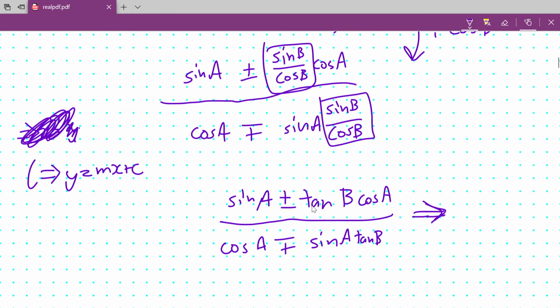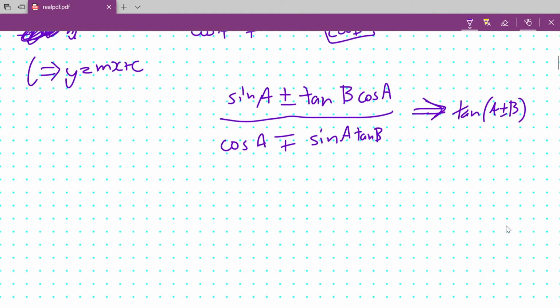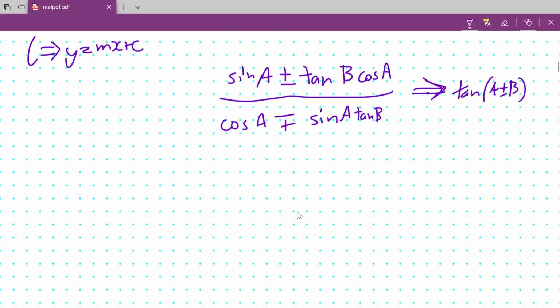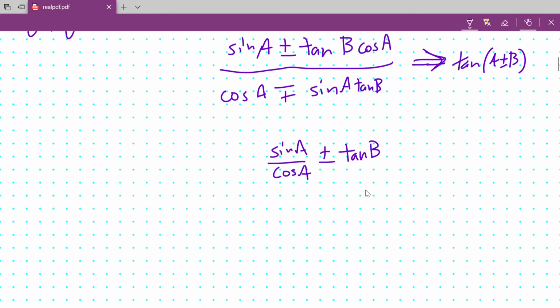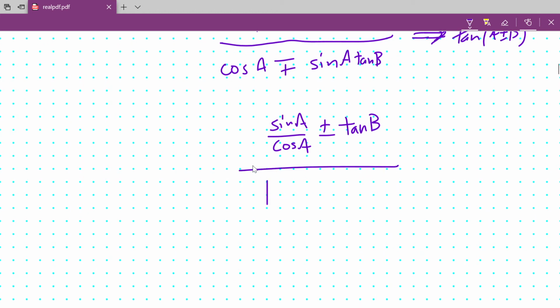Use the equals sign. Sine a plus or minus tan b cos a, divided by cos a minus or plus sine a tan b, is tan(a plus or minus b). And to simplify this further, we're going to divide both sides by cosine a. By both sides, I mean the numerator and the denominator, if I wasn't clear before. So you have sine a over cosine a plus or minus tan b, because the cosine a was eliminated, divided by 1, because the cosine a was eliminated, minus or plus sine a over cosine a tan b.